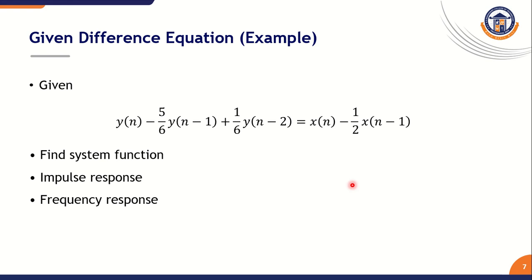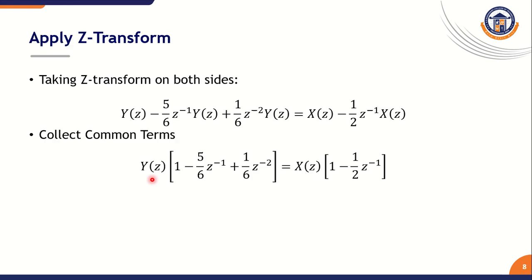Now let us consider an example. We are given a difference equation relating y of n and x of n: y of n minus 5 by 6 into y of n minus 1 plus 1 by 6 y of n minus 2 equals x of n minus 1 by 2 x of n minus 1. From this, we have to find the system function, impulse response and frequency response of the given system.